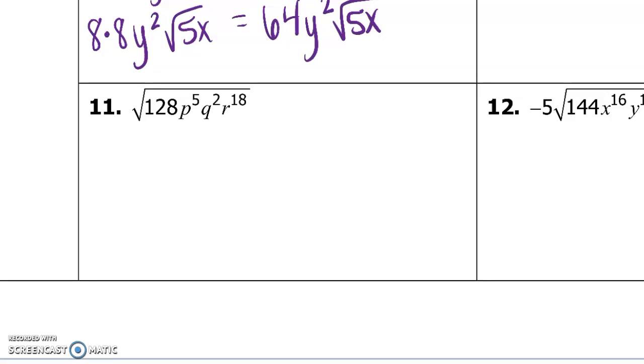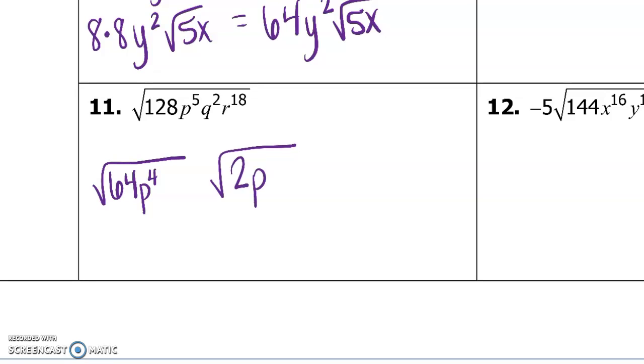And number 11. 128 is not a perfect square, so you need to find the biggest perfect square that goes in. Again, it's 64, so you're going to have 2 square root signs. 64 times 2. So put your perfect square in your first square root, and then whatever you need to multiply to get back to your regular number in the second square root. P to the 5th means I would have 4 here and 1 here. Q squared would all go here, and R to the 18th would also all go there.